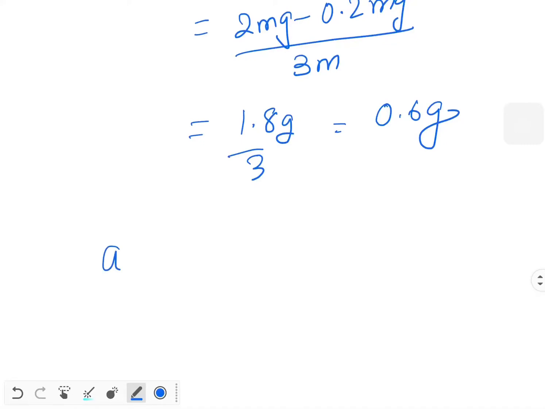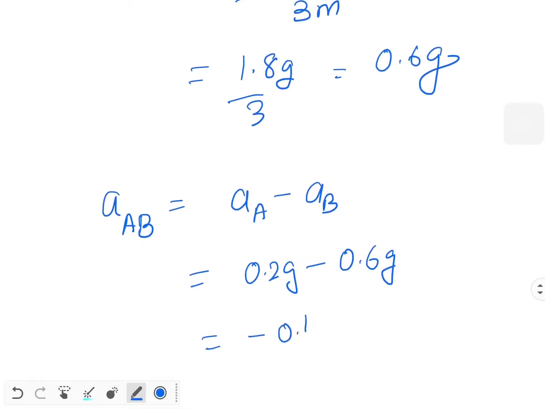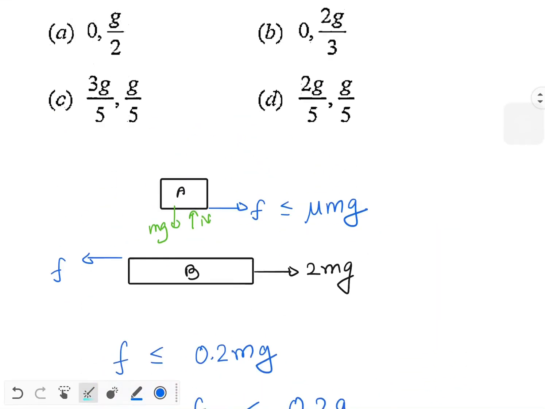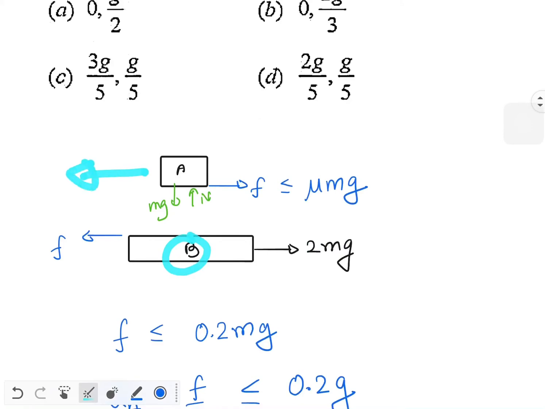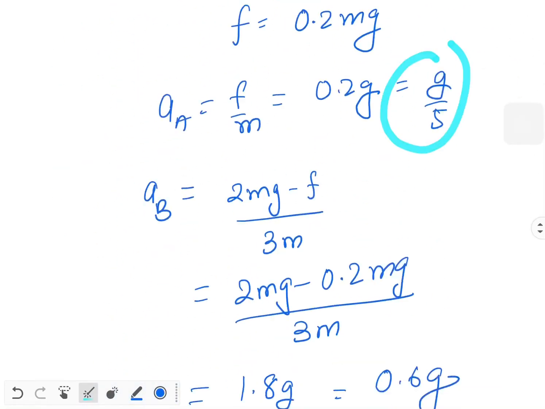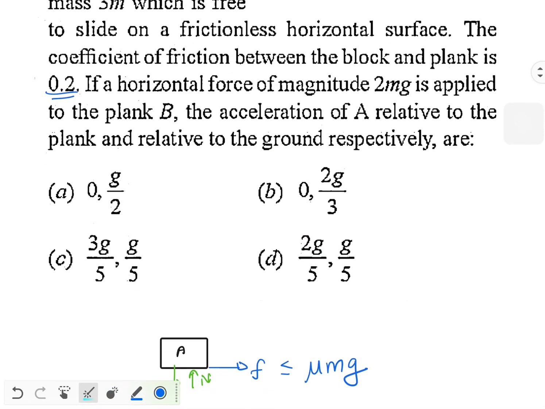So acceleration of block A with respect to B is what? AA minus AB. So 0.2 g minus 0.6 g. So that is minus 0.4 g or minus 2g by 5. We are getting minus sign because with respect to block B, the block A will go backwards. Okay. So anyways, the correct answer will be option D over here, right? g by 5 with respect to ground and 2g by 5 with respect to block B. Okay, so answer is option D.